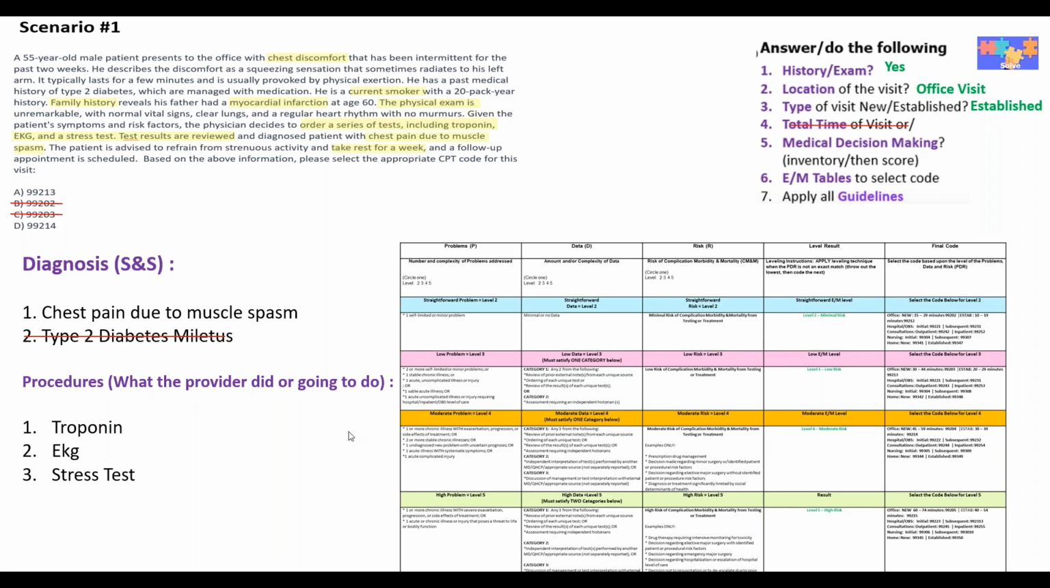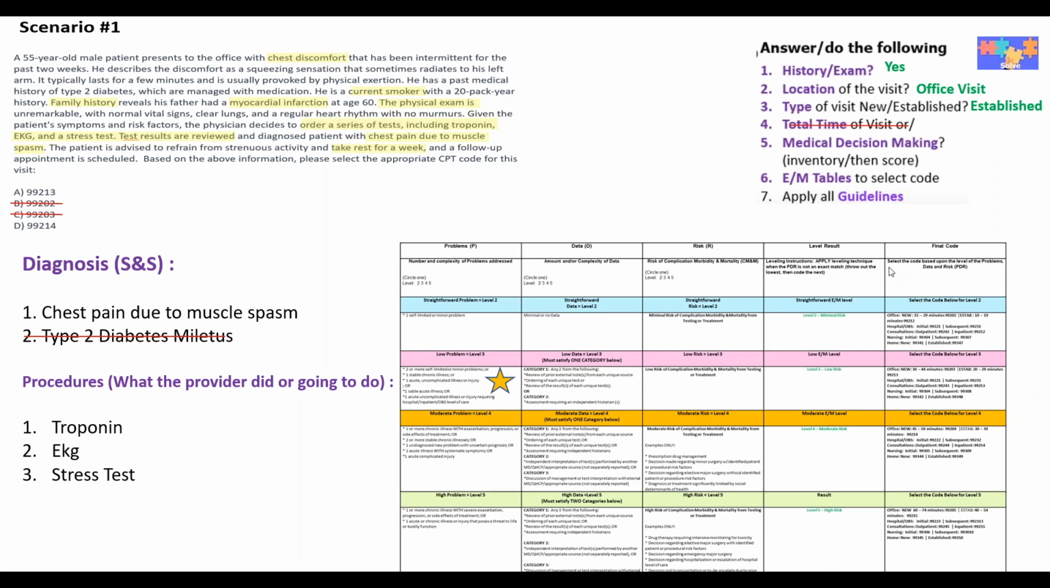I would take it as an acute, uncomplicated illness or an injury. That would be a low problem. Yes, that would be a low problem. And how about the data? What will be our data, coders? Come on, place your answers in the chat, coders.